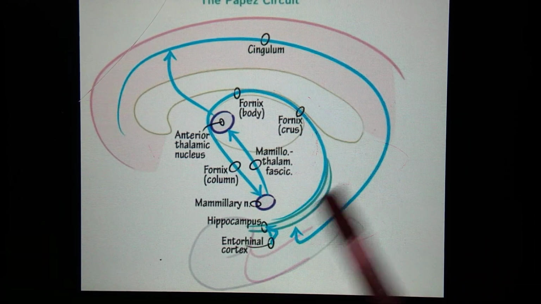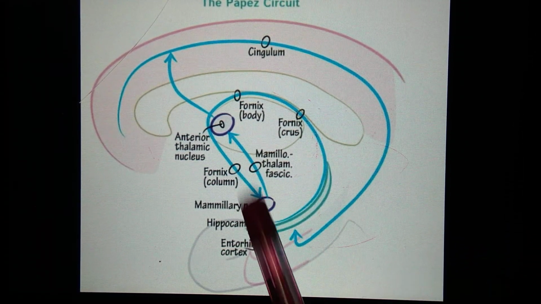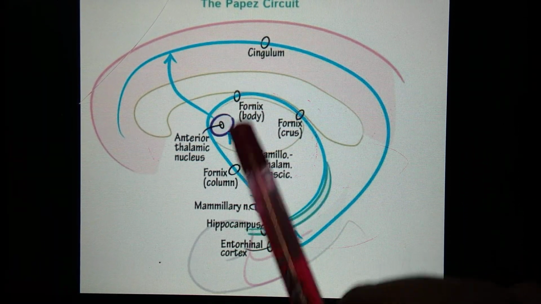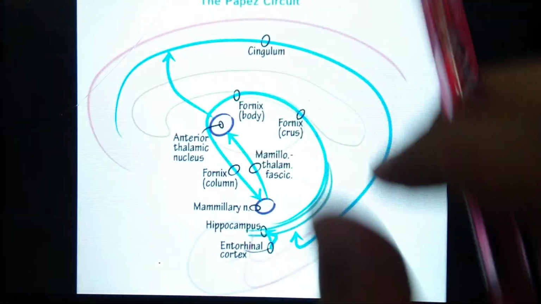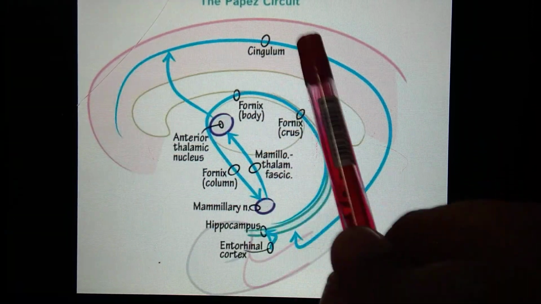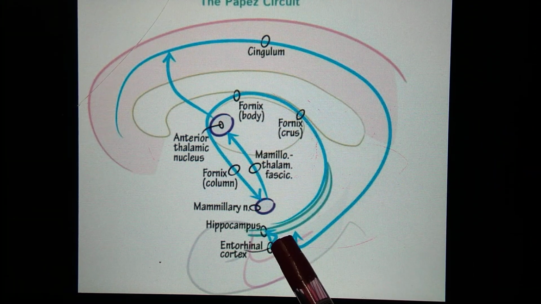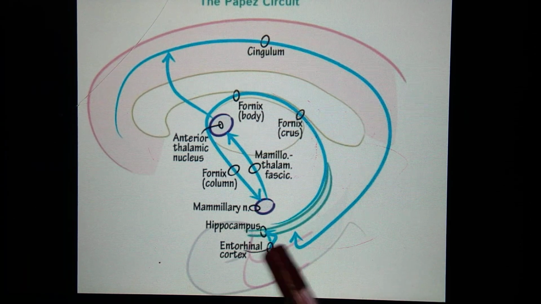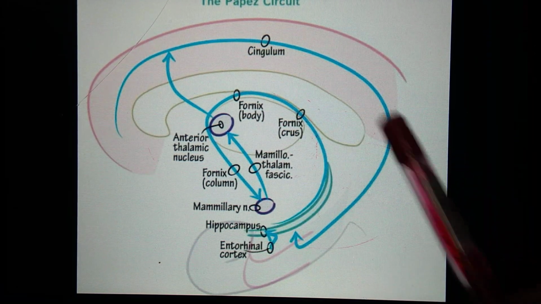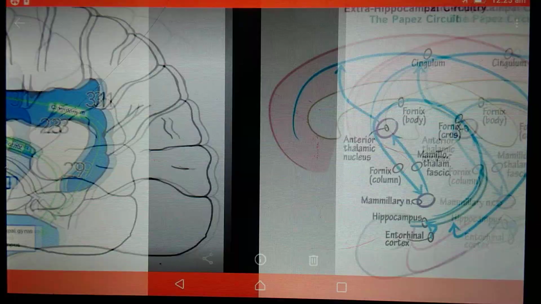Then from the hippocampus to the mammillary body via the fornix, from the mammillary body to the anterior thalamic nucleus via the mammillothalamic tract, and then from the anterior nucleus of the thalamus to the cingulate gyrus via the thalamo-cingulate tract. And then from the cingulate gyrus, the white fibers called the cingulum go again to the entorhinal cortex, and then from the entorhinal cortex to the hippocampus. This completes the loop, which is called the Papez circuit, mainly related to memory and emotion.